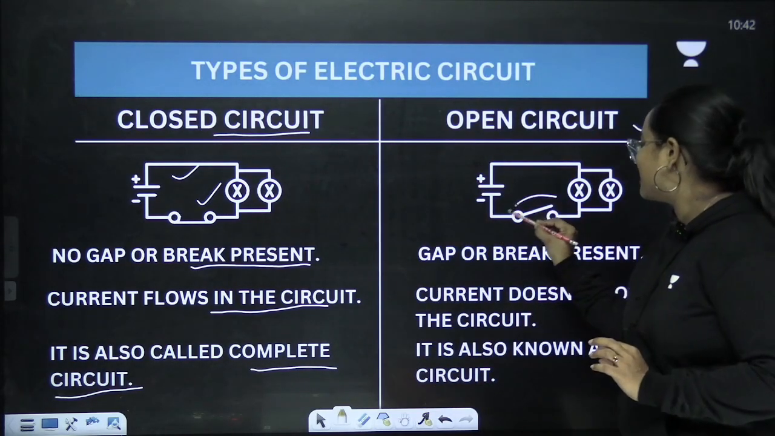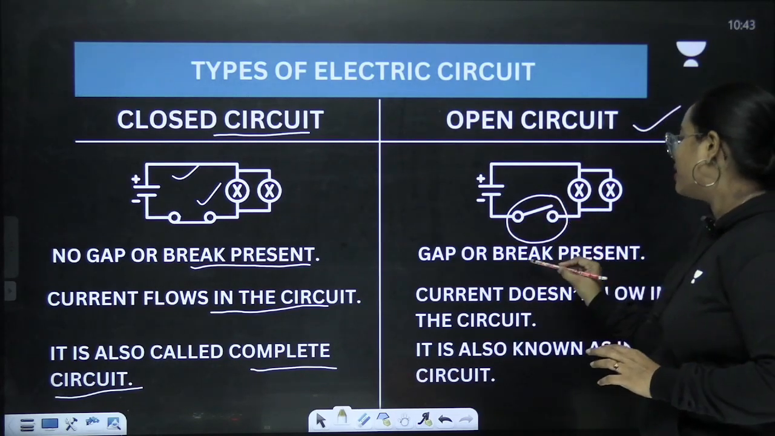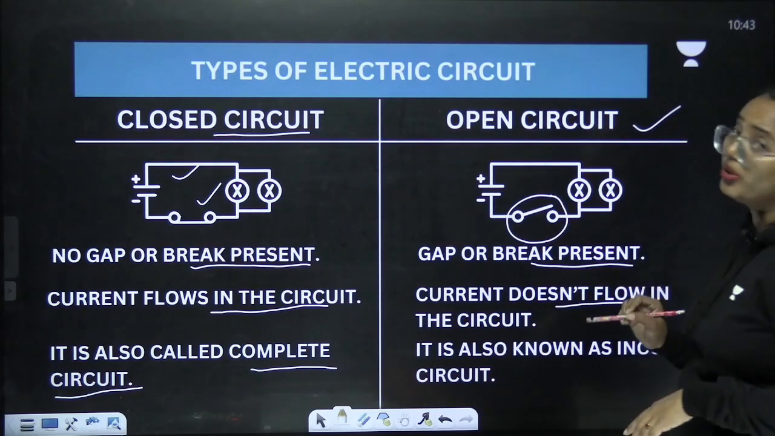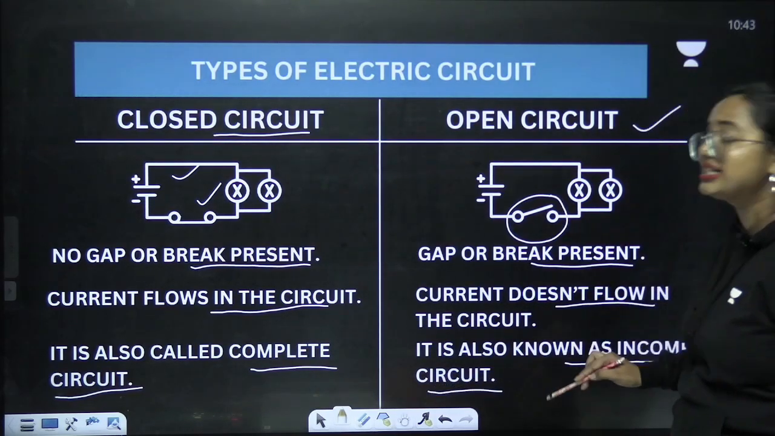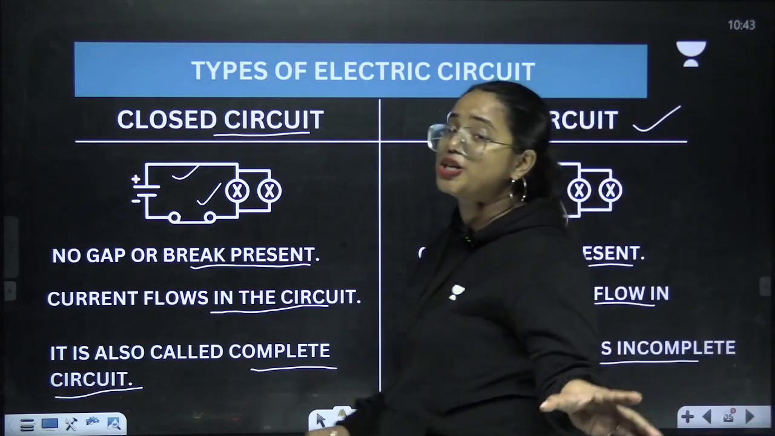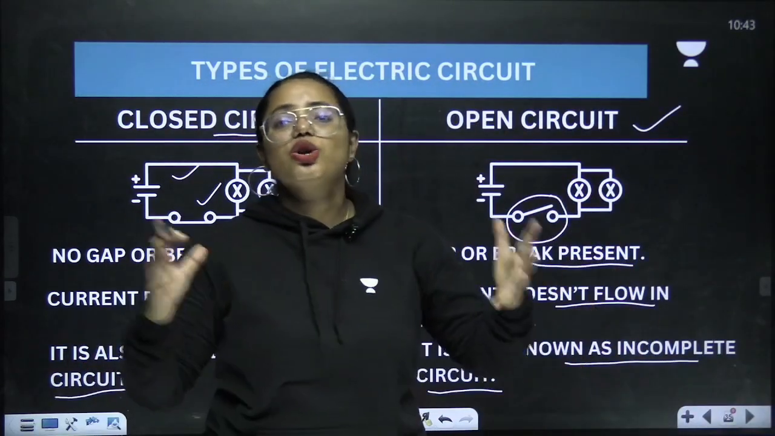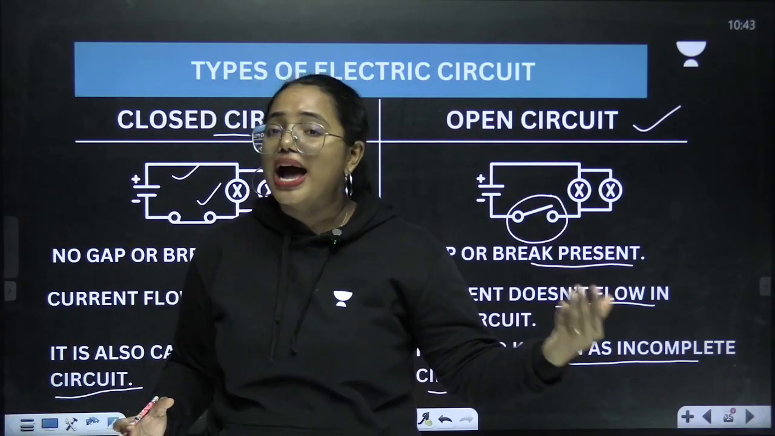You can see that there is a gap, right? It is completely open. So here, a gap or break is present, and therefore current doesn't flow in the circuit, and that is the reason we call it an incomplete circuit. This is a very, very important point. Clear? So current flow happens only in a closed circuit. In an open circuit, current flow will not happen.